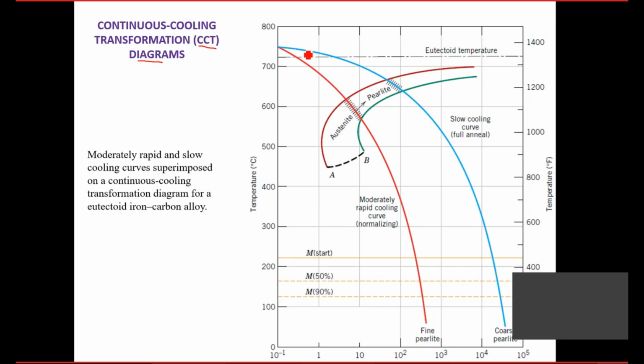As I had mentioned, in these diagrams, the curve shape changes a bit, and then you have two kinds of cooling curves that are shown to you. The red line basically marks the start of the formation of perlite, and the green line basically marks the end of the transformation of perlite. If you are following through this blue curve, which is slow cooling curve, or in other words, you are having an annealing heat treatment, you would eventually get coarse perlite.